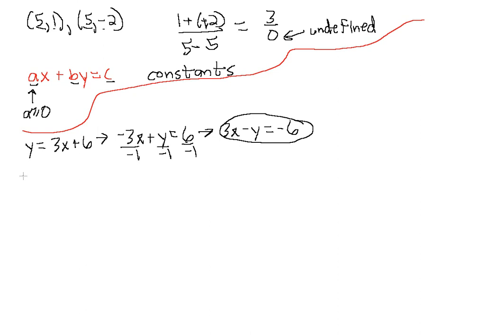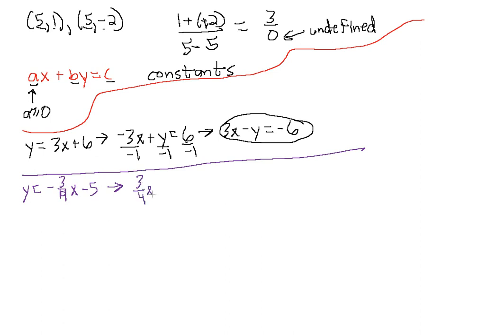Okay, let's do a few more. Let's take a look at the slope-intercept form y equals -3/4 x minus 5. The first thing we need to do is move our x over. So we have a positive 3/4 x. We simply added 3/4 x to both sides. Plus y equals -5.